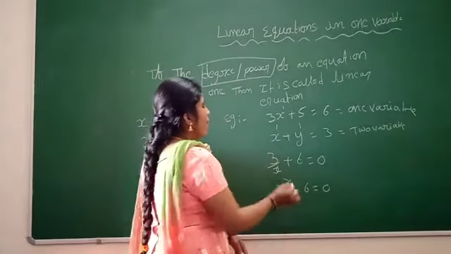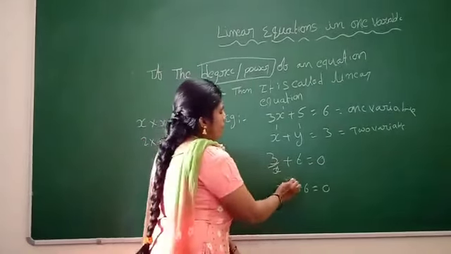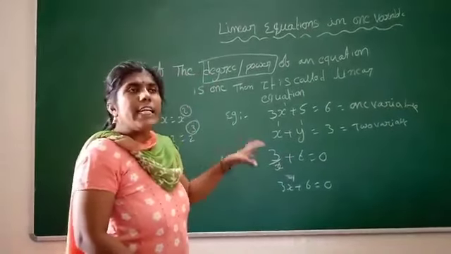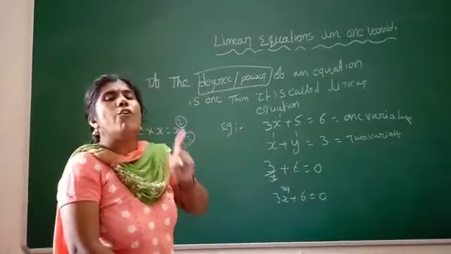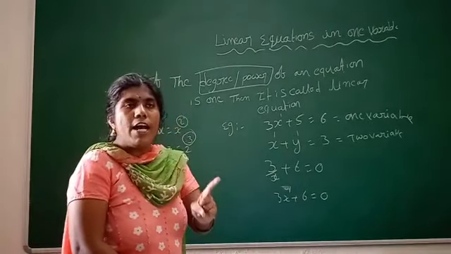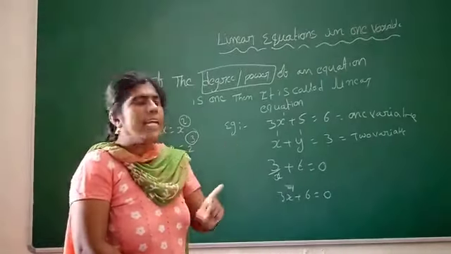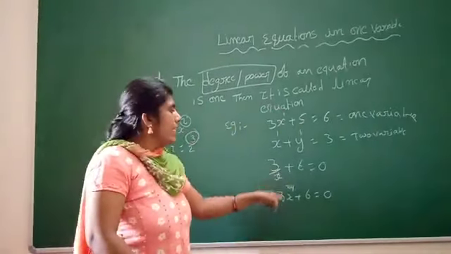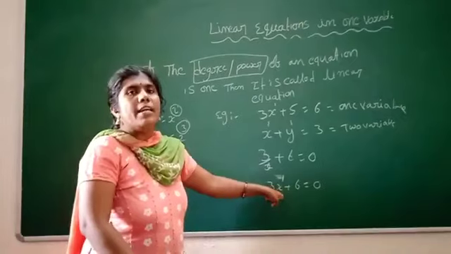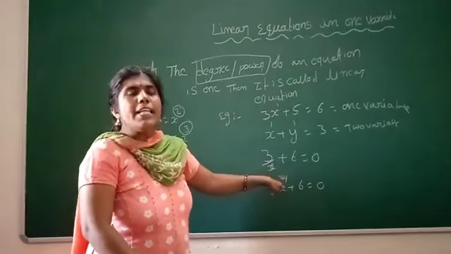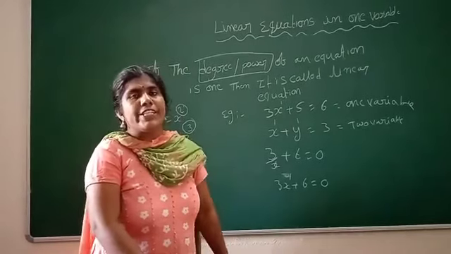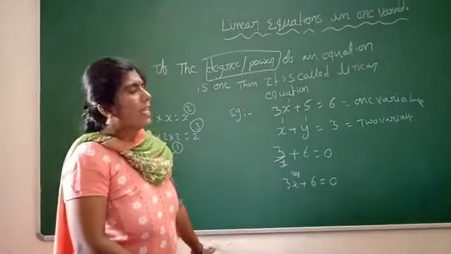x power of minus 1. A linear equation has a degree of only 1. Minus 1 is not 1. Okay? A degree of 1 is called a linear equation. But in this equation the degree is minus 1, so it is not a linear equation. Okay, children? Do you understand?